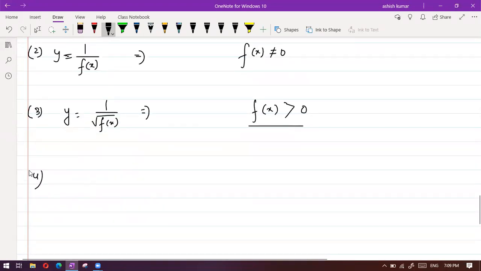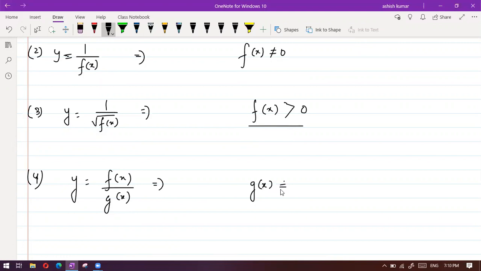Fourth, you can see some terms in this way also, f(x) by g(x). What condition should we apply here, what cannot be 0? The denominator cannot be 0, so g(x) cannot be equal to 0. This type of condition we will apply when we are going to find the domain.